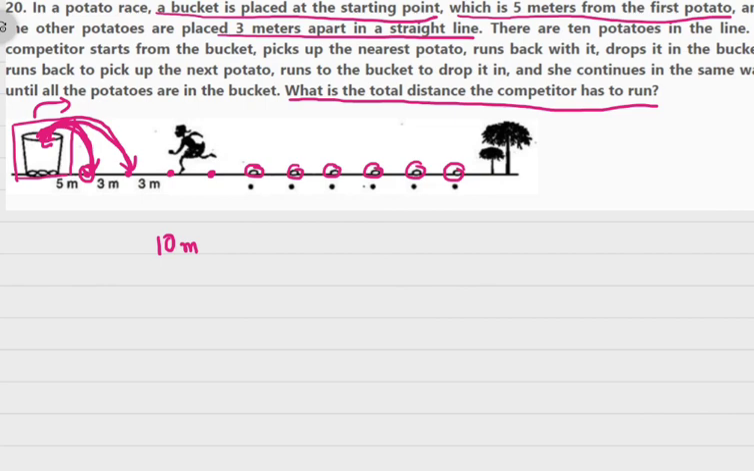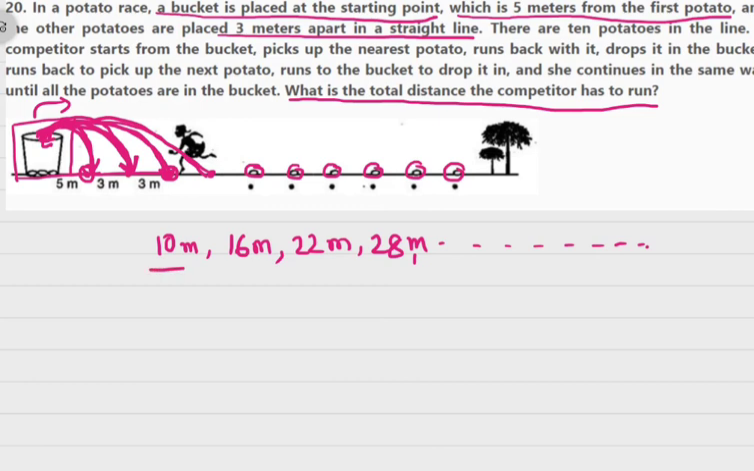For the second potato, 5 plus 3 is 8 meters to pick up and again 8 meters to drop. So 16 meters. For the third potato, 5 plus 3 plus 3, that is 8 plus 3, 11 meters to pick up the potato and 11 meters to drop. That means 22 meters. Again, for the next potato, 11 plus 3, 14 meters to pick and 14 meters to drop. That means 28 meters.